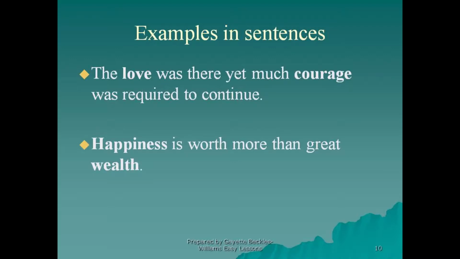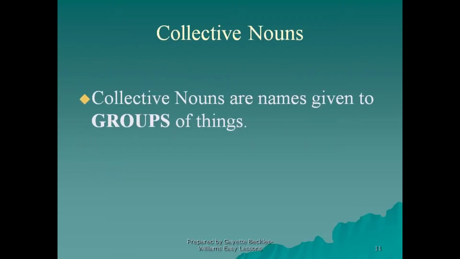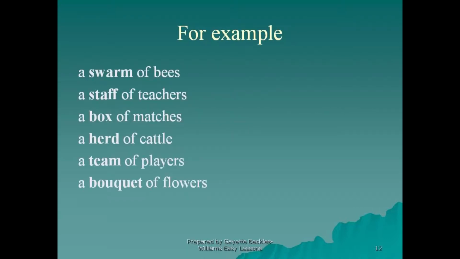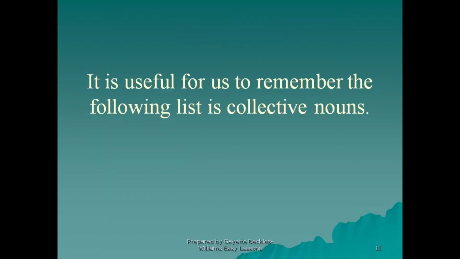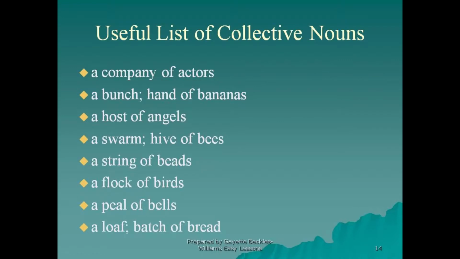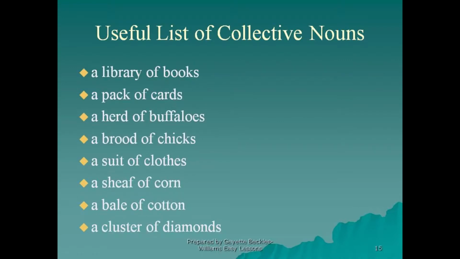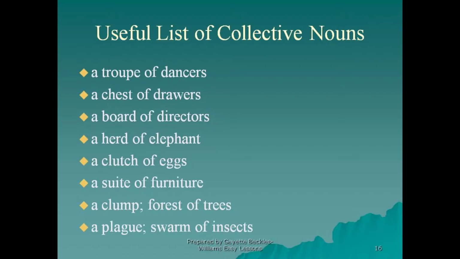Okay, now we move on to collective nouns. Collective nouns are names given to groups of things. For example, a swarm of bees, a staff of teachers, a box of matches, a herd of cattle, a team of players, a bouquet of flowers. It is useful for us to remember the following list of collective nouns. I will allow you to read that list.